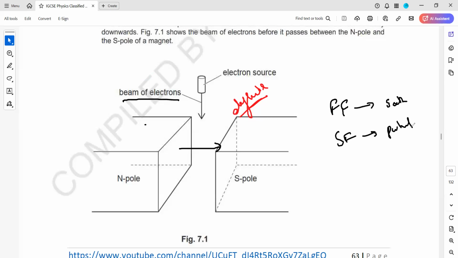Where is your thumb pointing? The thumb is pointing towards you. It means if it's a positive particle, it will move towards you, out of the screen. But because it's a negative particle, where will it move? It will move away, or into the screen.